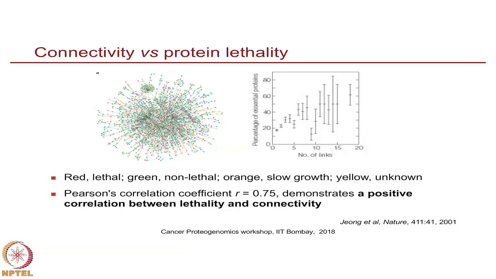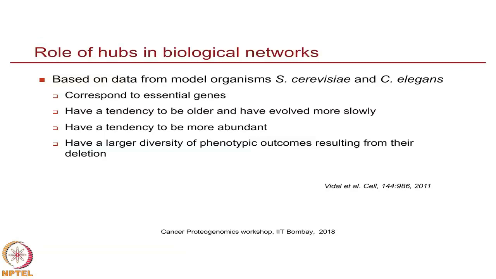And after that publication, people kept exploring what other possible properties the hubs in biological networks have. In a review article by Mark Weddle in 2011, he summarized the major findings. The first study showed the hubs correspond to the essential genes, and they tend to be older proteins, and usually they evolve more slowly than other proteins in the network. They tend to be more abundant, and they have a larger diversity of phenotypic outcomes when deleted. They could have different types of functions, which means they may be involved in more different types of functions.